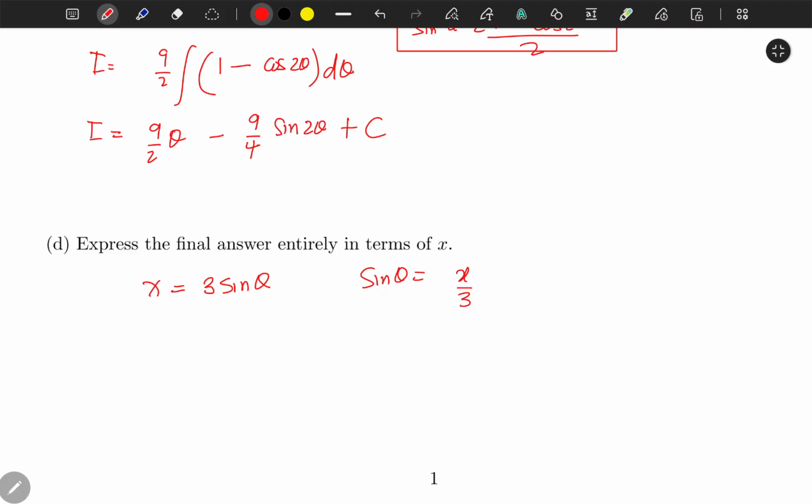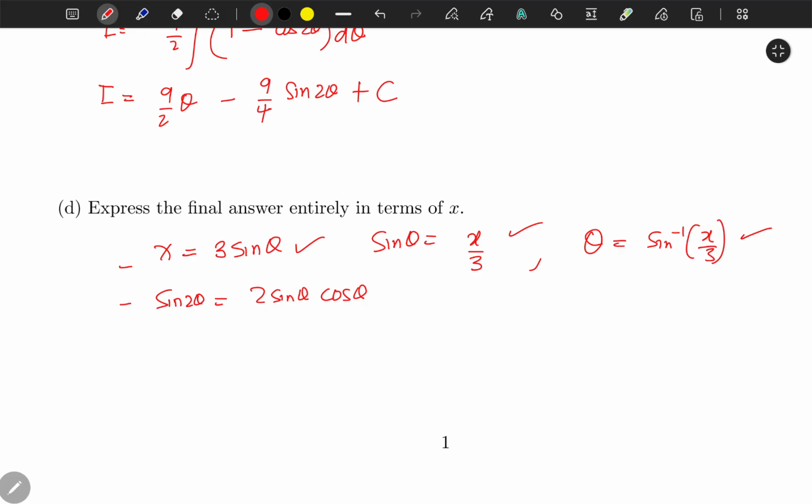So now let's take it back there. Meaning theta will be equal to sine inverse of x over 3. At least we have that. Let's go back into the equation. Now look here, we've got sine 2 theta, which is also a problem. We know from the double angle identity that sine 2 theta is 2 sine theta cos theta.